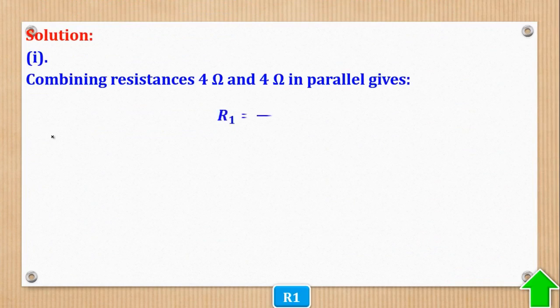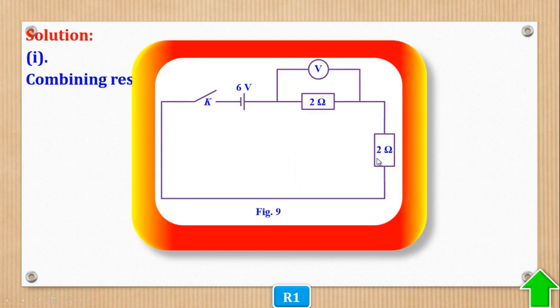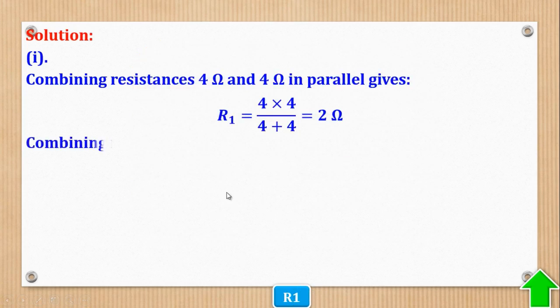So combining these ones in parallel, we use product over sum to come up with 2 ohm. When we get 2 ohm, it implies that the ones which were 2 are now replaced by one resistor, which is now 2 ohm. And when you look at that circuit, these two resistances are in series because the same current through this is the same current through that. And resistances in series are got by adding. So we shall come and get our total resistance by adding the 2.